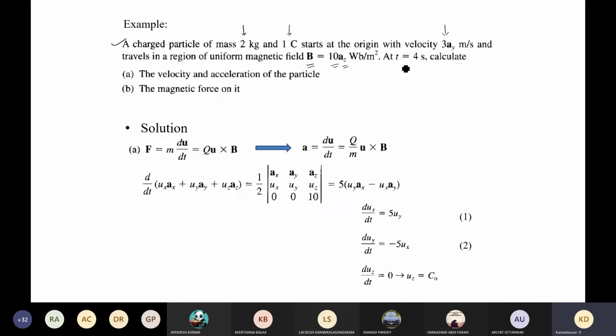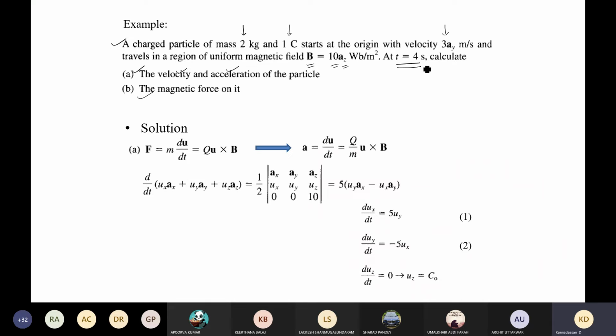And now our job is, at initial time as well as at time t equal to 4 seconds, to find the velocity and acceleration, and then the magnetic force acting on that. We're supposed to remember that most of the details are already given. For example, velocity at time t equal to 0 is given, and acceleration, of course, will become 0 then. And the magnetic force acting on that, we can easily get by simply taking the cross product of them. We will get the force angle.